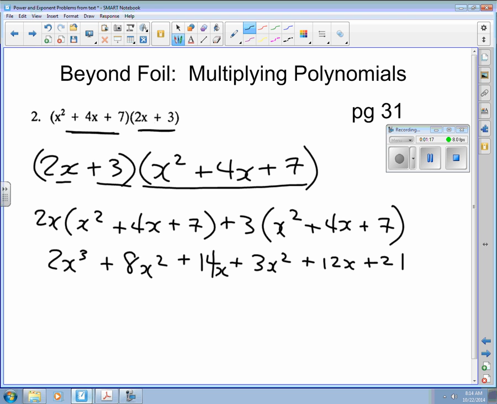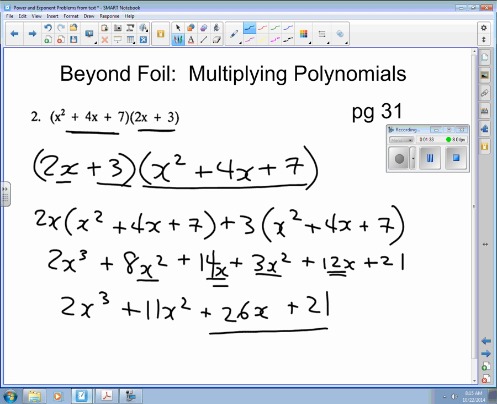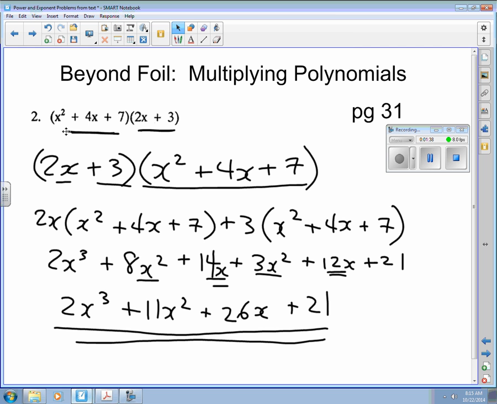Then I collect my like terms. I only have one x cubed term, so that doesn't collect with anybody, but I have two different x squared terms. They add up to make 11x squared. I have a couple x terms. They add up to make 26x. And the 21, the constant, doesn't have anything to combine with. So that's it. That's my answer. I'll give my class a second to catch up to my writing.